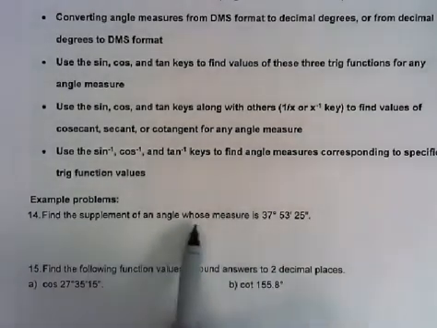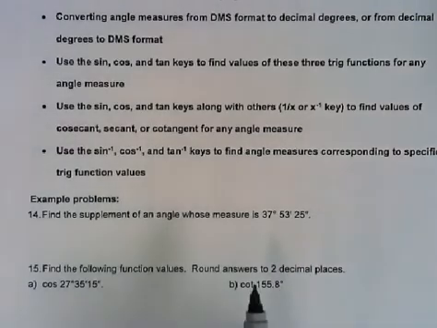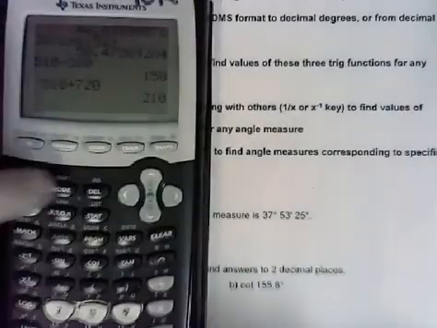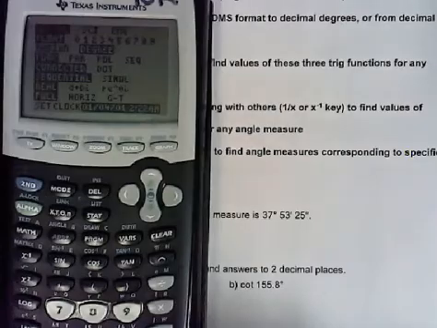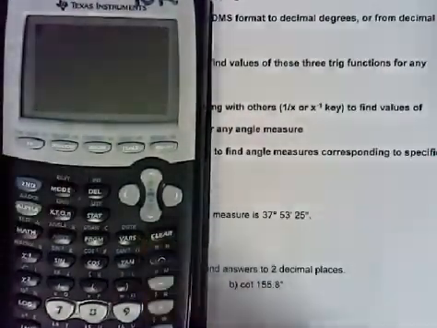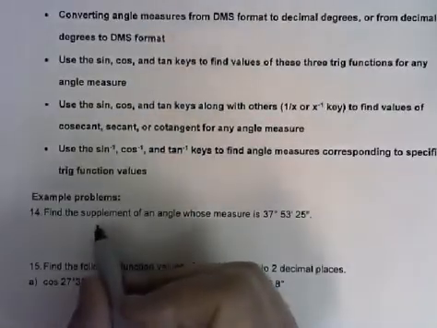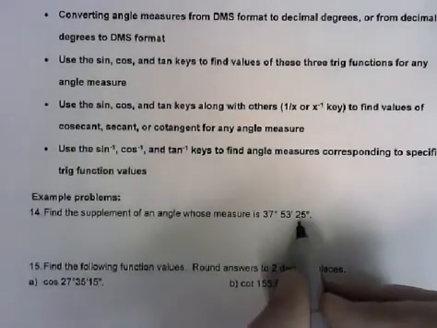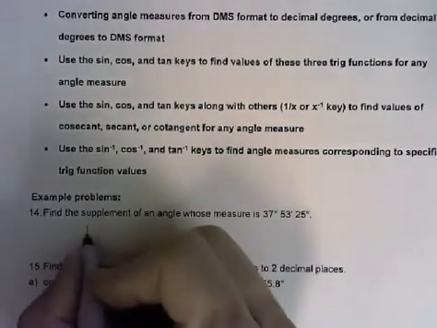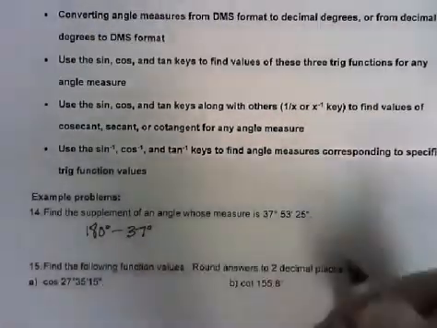But first of all, if we want to find the supplement of an angle with this measure, for these, remember before you start your test, make sure that your calculator's in degree mode. So I want to push the mode key and make sure that it says degree right there. So all I'm going to do, if I want the supplement for this angle, that means the two angles have to add up to 180 degrees. So I'm going to take 180 degrees and subtract this.